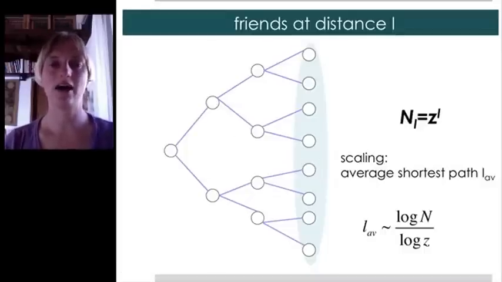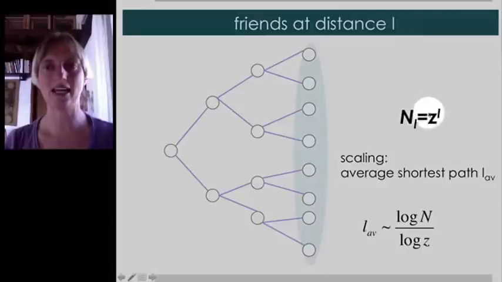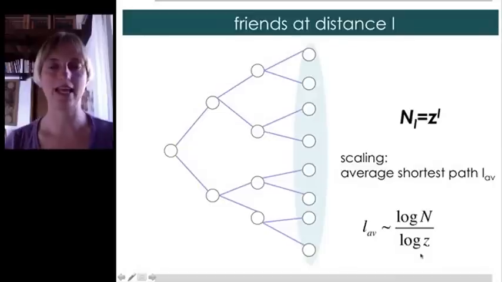And here I've made each branching point 2, but in general, some friends are going to have one other friend and other friends are going to have 3 other friends. And so the basic idea is that at distance L, you're going to have a number of Lth degree friends that's proportional to z to the L. And this makes the scaling of the average shortest path equal to log n over log z. And again, this isn't an exact quantity, but a scaling and approximation.